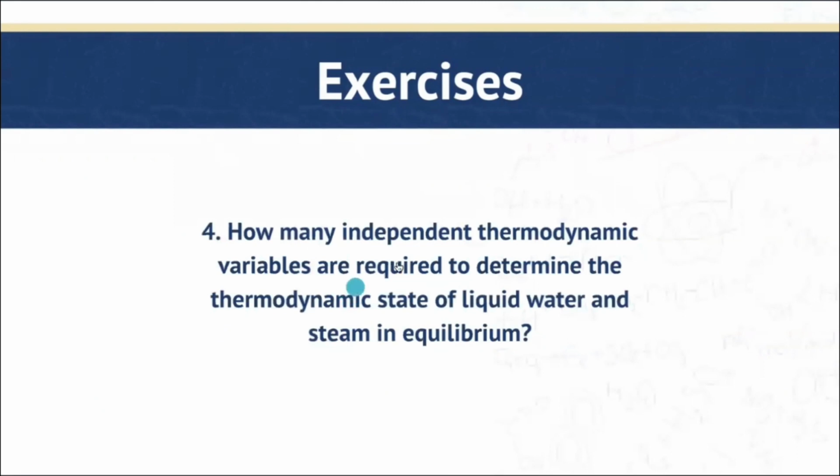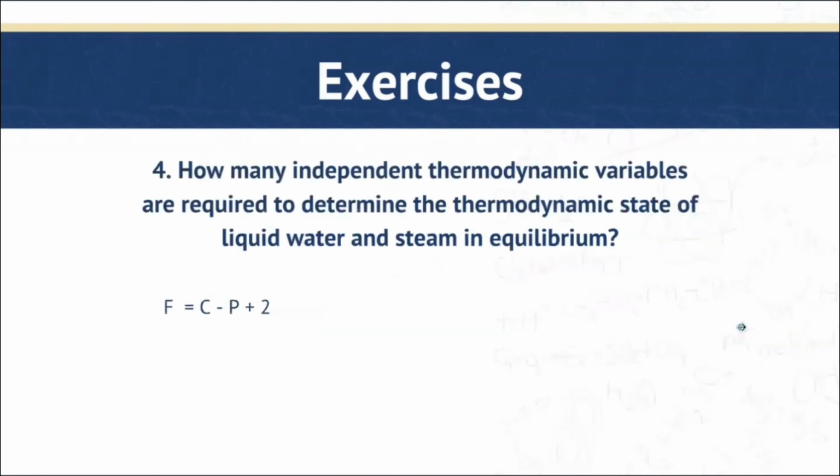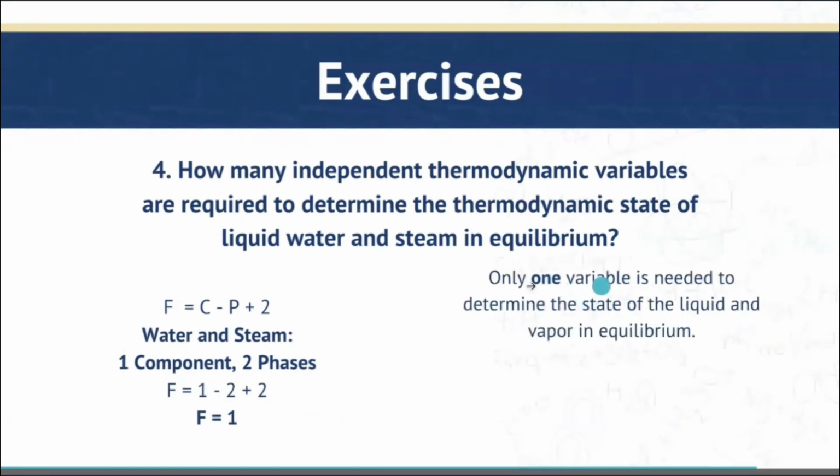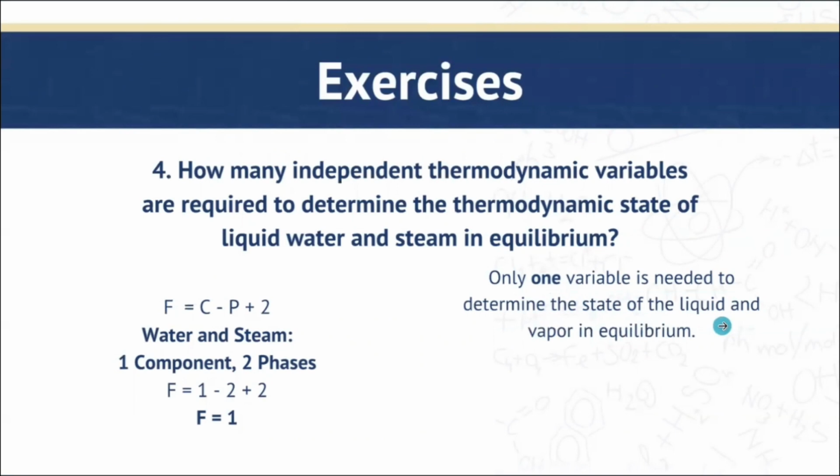And next, how many independent thermodynamic variables are required to determine the thermodynamic state of liquid water and steam in equilibrium? So, para siyang example natin kanina kay helium. So, balik tayo kay Gibbs Phase Rule. So, for water and steam, meron siyang one component lang kasi isa lang naman yan, and meron siyang two phases. Basically, H2O lang siya na in two phases. So, substituting that, ang degree of freedom lang natin ay 1. So, isang variable lang yung need natin malaman para makuha yung state ng liquid and vapor natin sa equilibrium.